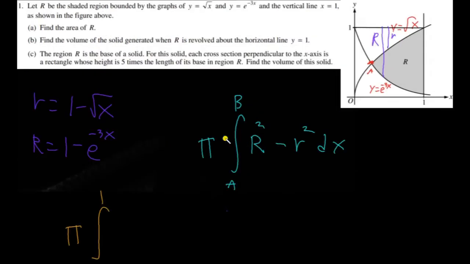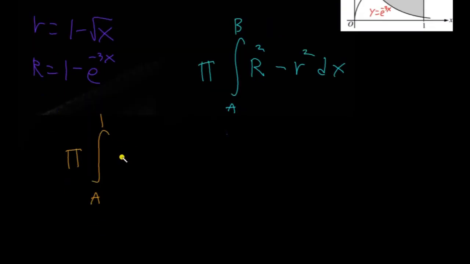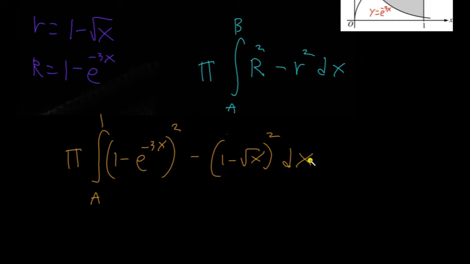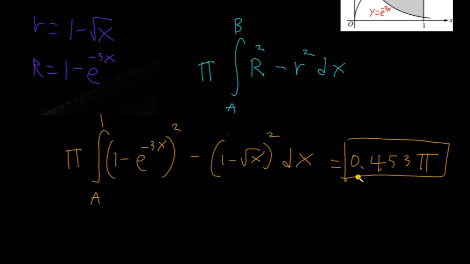And then big R is 1 minus e to the negative 3x. So we'll have 1 minus e to the negative 3x squared minus little r squared. That's 1 minus square root of x. So we'll have 1 minus square root of x squared dx. And then when you take this whole thing, plug it in the calculator, you'll get an output of 0.453 pi. Okay, that's your answer. You'll get 3 points here, 2 for the integrand, 1 for the answer.